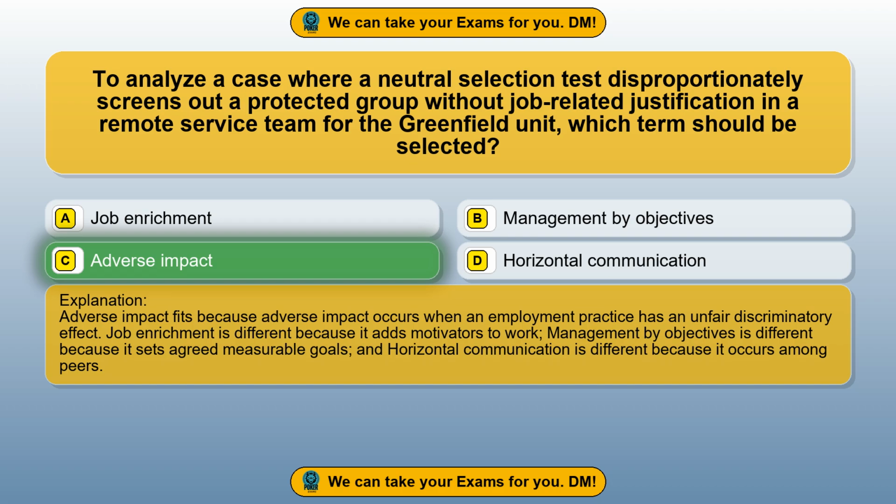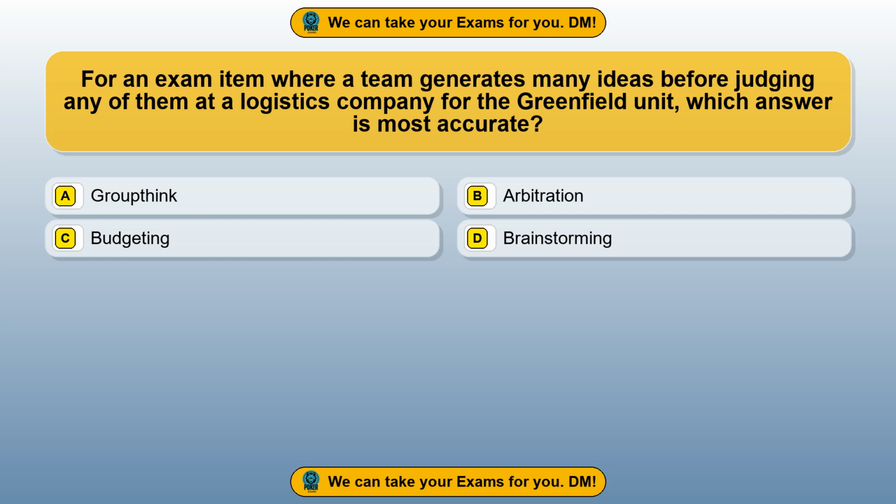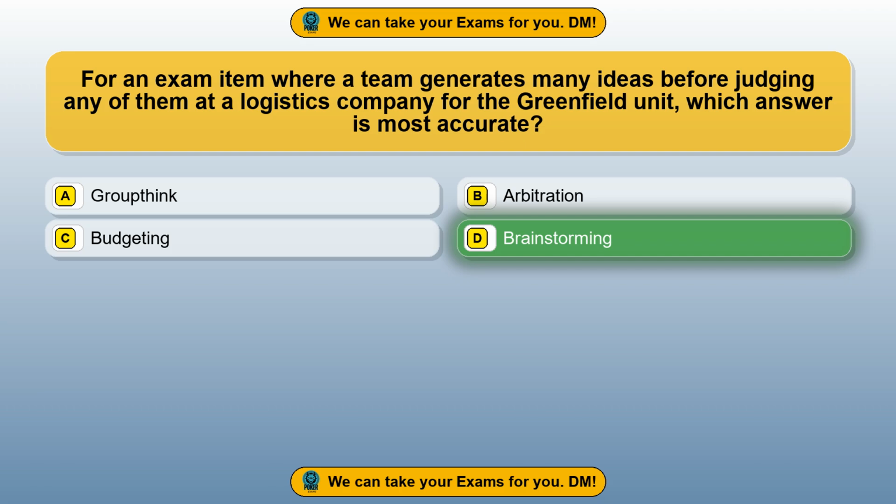Question 75. For an exam item where a team generates many ideas before judging any of them at a logistics company for the greenfield unit, which answer is most accurate? Option A, groupthink. Option B, arbitration. Option C, budgeting. Option D, brainstorming. The correct answer is option D, brainstorming.